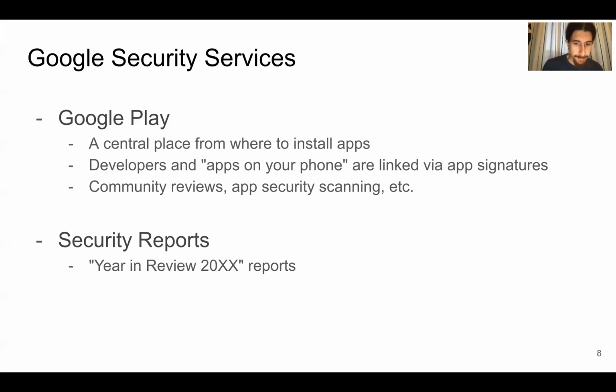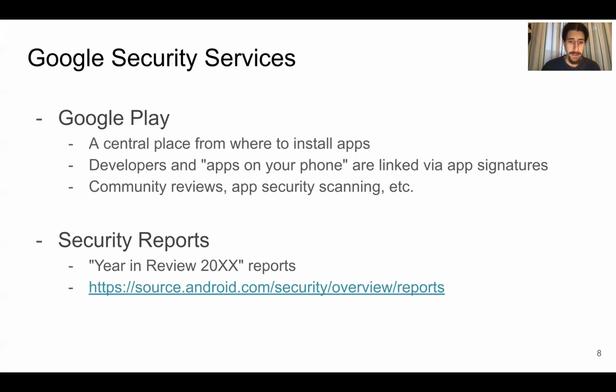There are also security reports. If you're interested in getting an idea of what kind of bad stuff Google catches on the Play Store or somewhere else, every year Google publishes the year in review reports. You should be able to find them at this link. These are very big PDFs where they discuss the different trends, different kinds of malware, what kind of malware was most prevalent, how many apps they flagged as malicious. Again, they're very interesting reports.